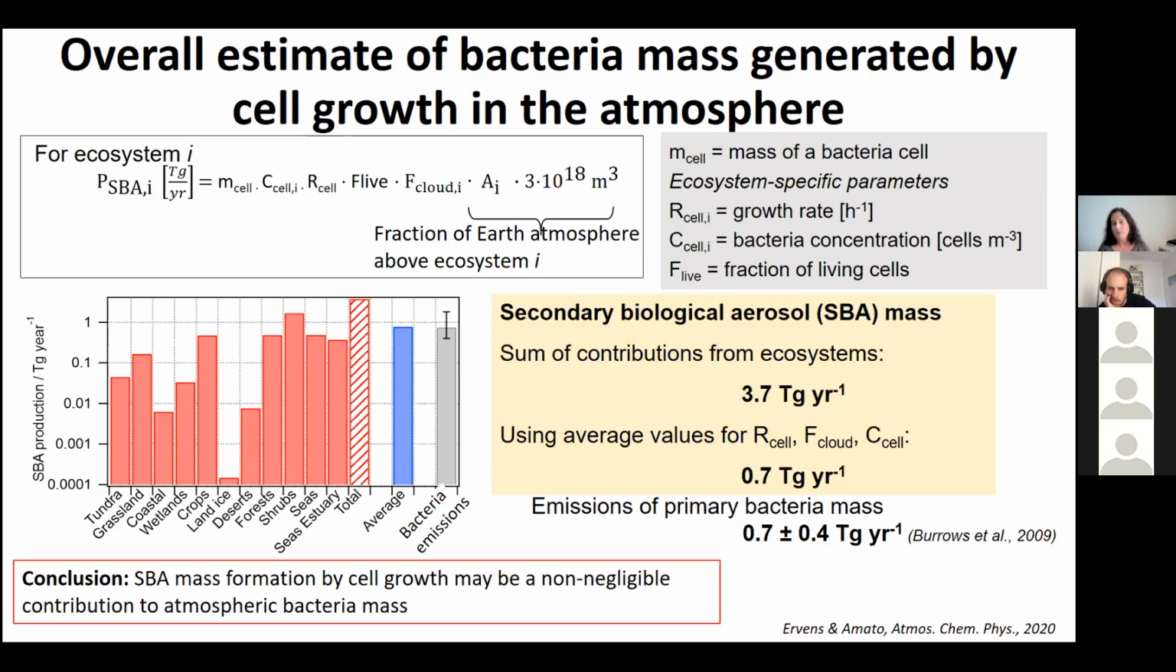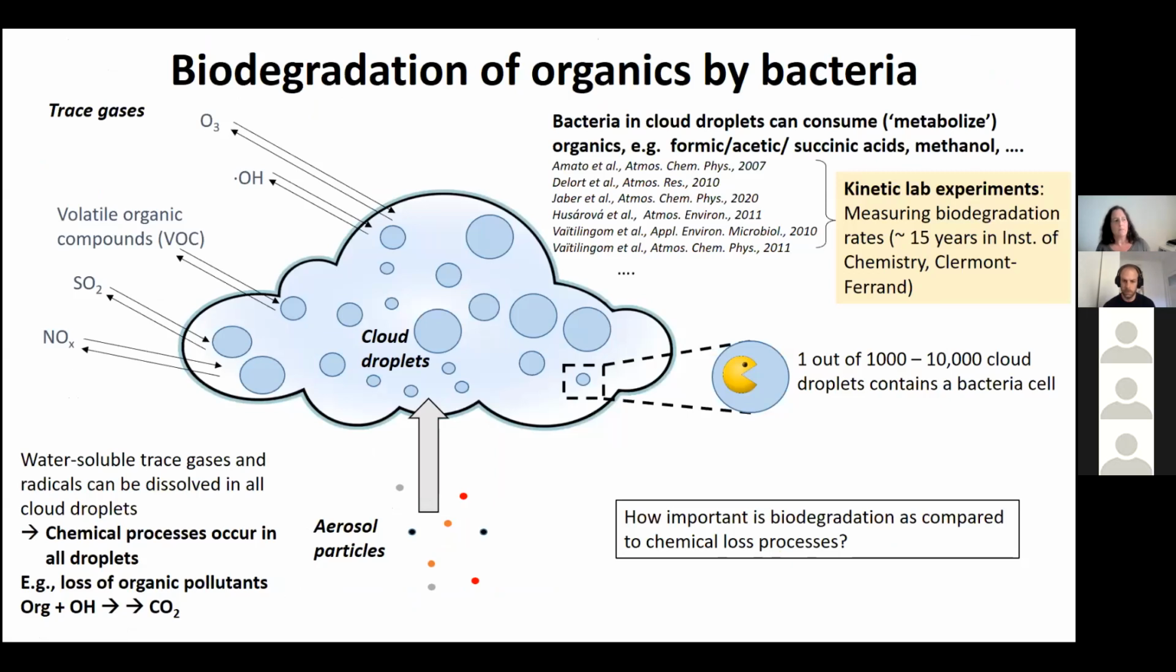What we really wanted to see is whether it compares to the direct emissions of primary bacteria, before they start growing, when they are emitted to the atmosphere. And it's roughly on the same order of magnitude. So our conclusion was that this secondary biological aerosol mass production might be an important source for biological mass or bacteria mass. That was the first process I wanted to discuss.